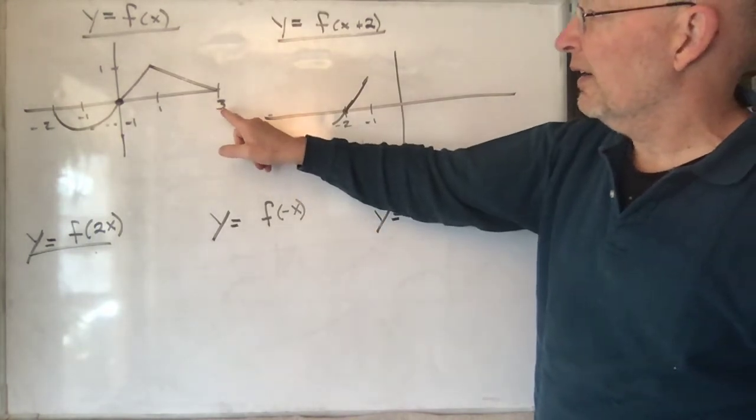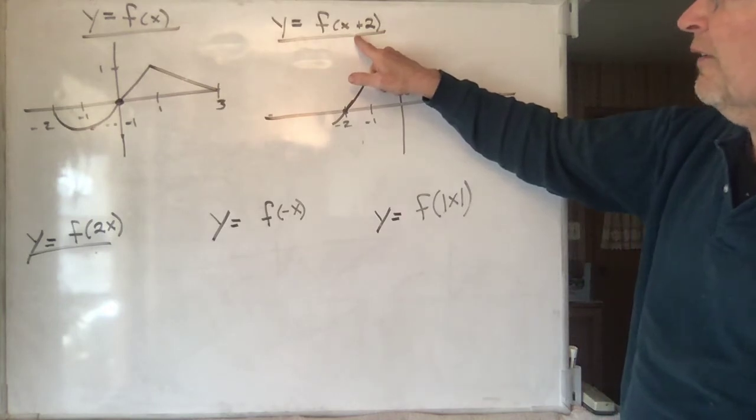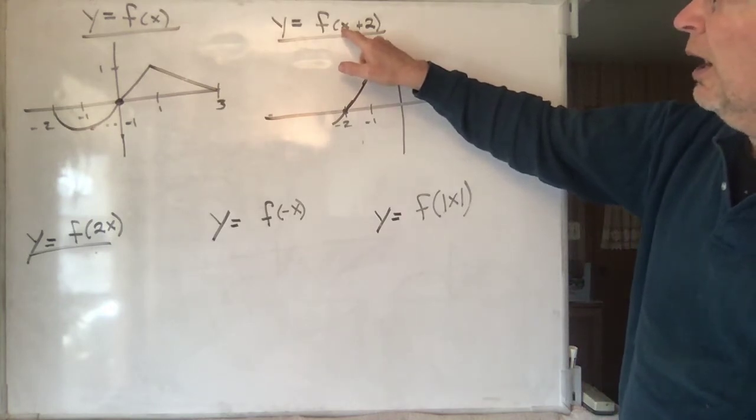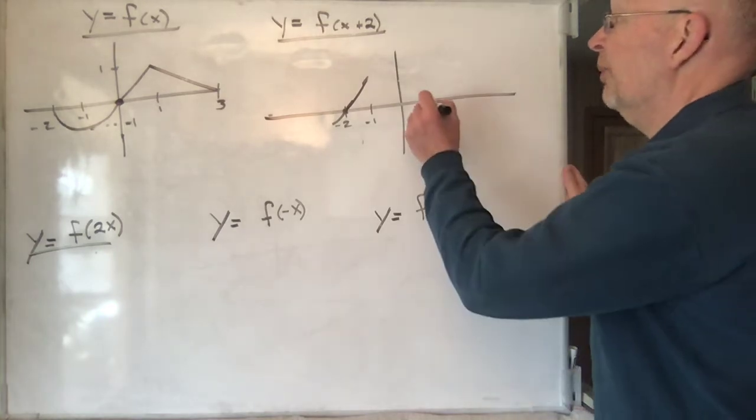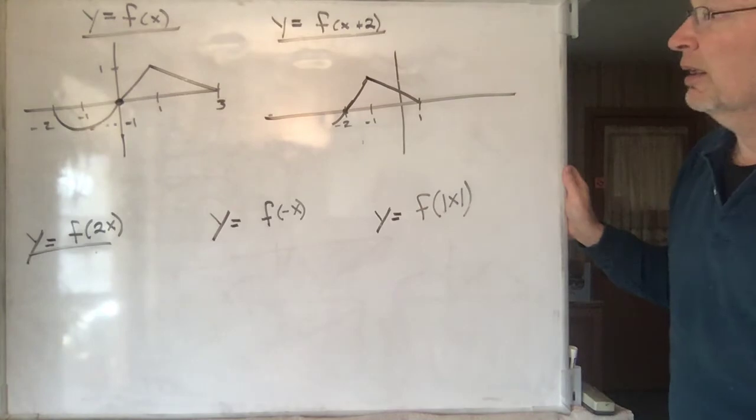And what do I have here? When f sees a 3, it comes to an end. What do I have to stick in here so that f will see a 3? 1 plus 2 is 3. So by the time I get to 1 over here, it stopped.